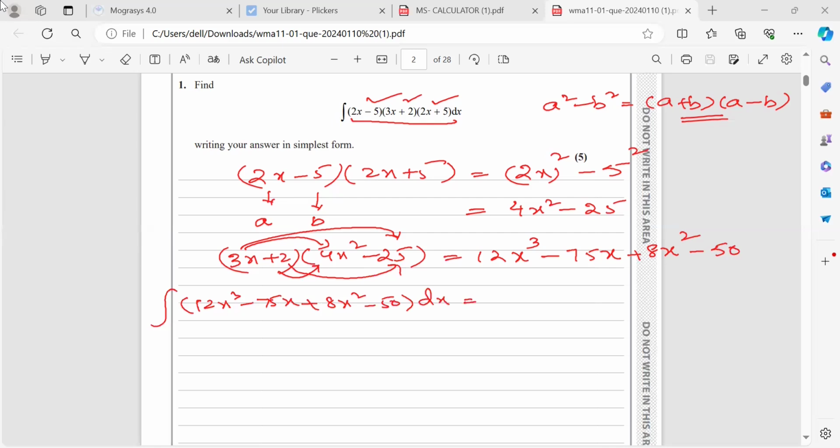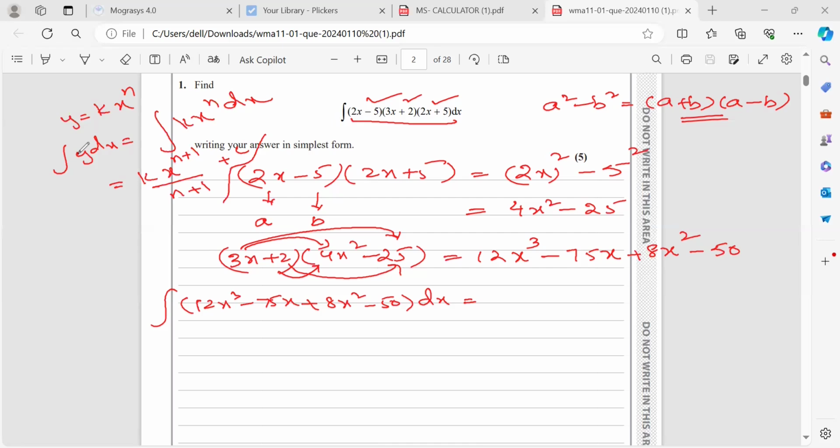Now we apply the formula. As you know, the formula of integration is, if you have k x power n, where k is a coefficient of x, which is having power n, and if you integrate it, we write here k x power n dx. We get here k as it is, x power n plus 1 upon n plus 1 plus c. So this one is the formula we are going to follow now.